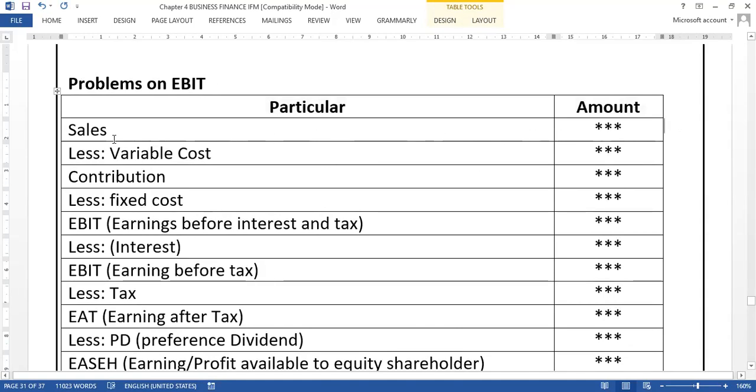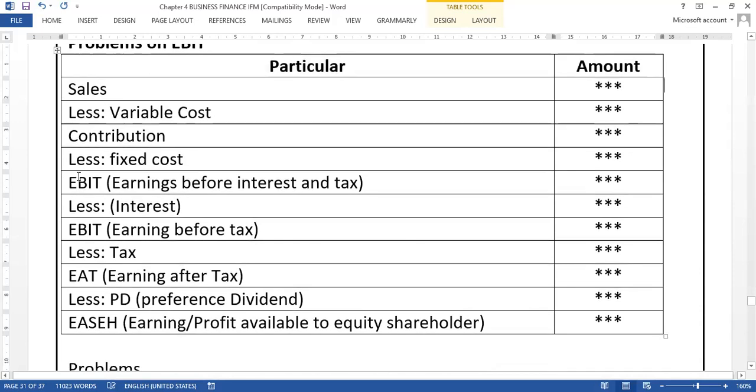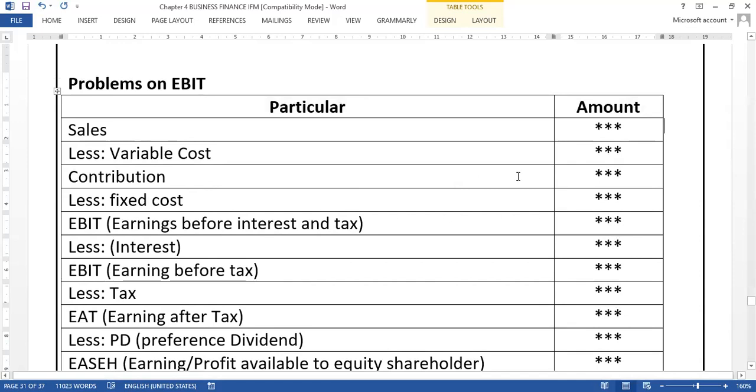The sales will be given, minus variable cost, and you get the contribution. If you minus fixed cost, you get EBIT. If you minus the interest, you get earnings before tax, minus tax, earnings after tax, less preference dividend, and you get earnings available to equity shareholders. This is a simple format.